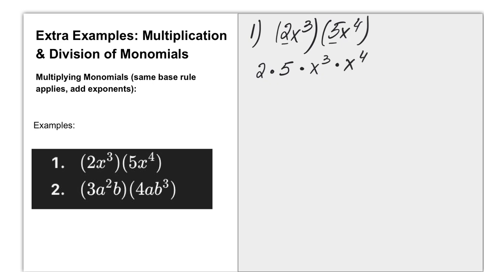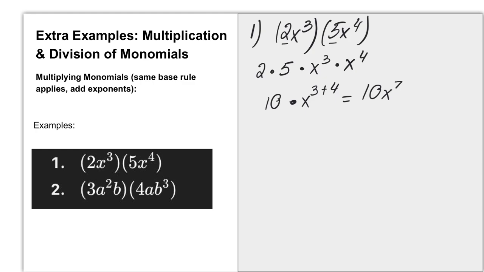All right, 2 times 5 is 10. And then it says add the exponents since it is multiplication. So there's 3 x's plus another 4 x's, and this will equal 10x, which I don't need to write the multiplication sign in there, raised to the 7th power. This is a monomial, a single term. Let's check our work. Yep, 3 plus 4 equals 7.